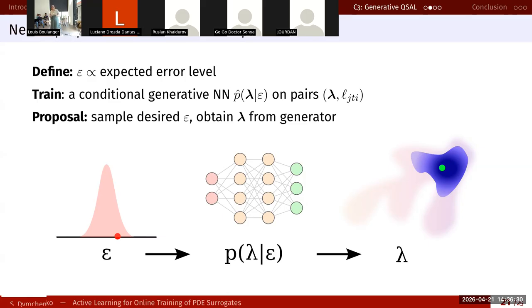So we can train a generative neural network, which would learn distribution of parameters given this expected error level. And then when we want to sample new parameters for creating our data, instead of being based on the previous ones from the previous rounds, we can sample desired error level from some prior distribution, then push it through the neural network, and it will provide us a distribution over the parameter space, which is relevant to this expected error level.